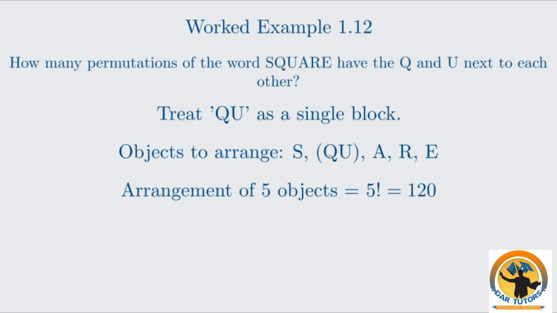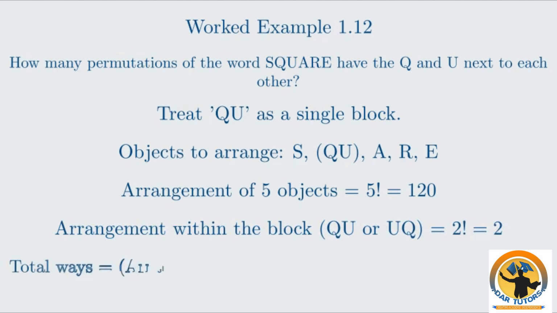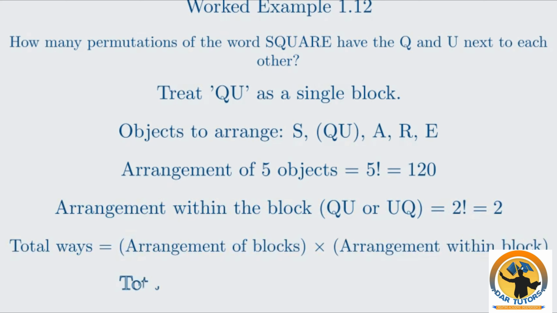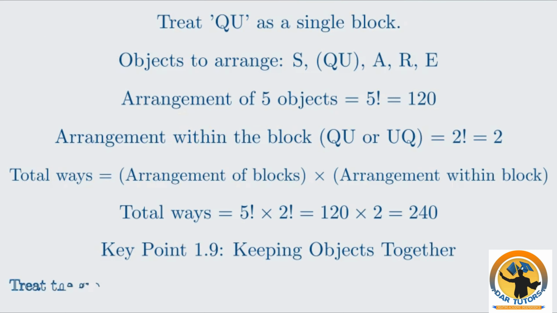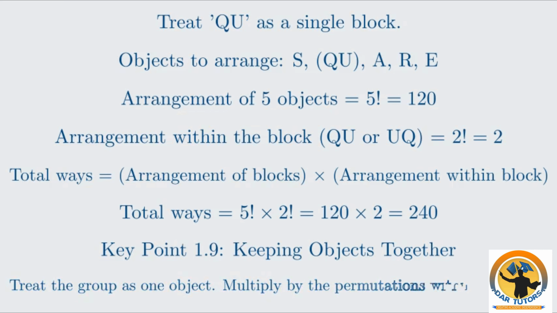However, we must also consider the arrangement within the QU block itself. The letters Q and U can be arranged in 2 ways, QU or UQ. The number of ways to arrange Q and U is 2 factorial, which is 2. Using the product principle, we multiply the number of ways to arrange the blocks by the number of ways to arrange the letters within the block. So, 5 factorial times 2 factorial, which is 120 times 2, giving us 240. There are 240 such permutations. This leads to our key point. If a group of items must be kept together, treat them as one object. Then, remember to multiply by the number of permutations of the items within that group.